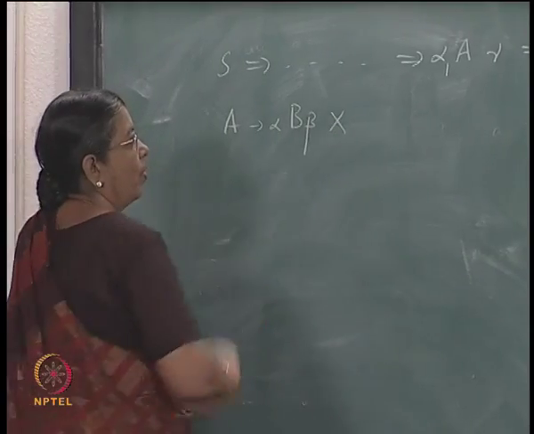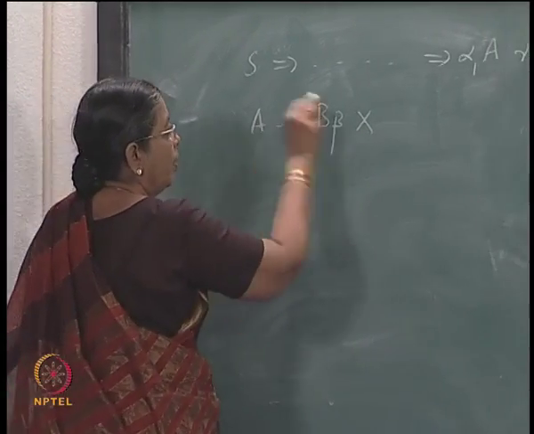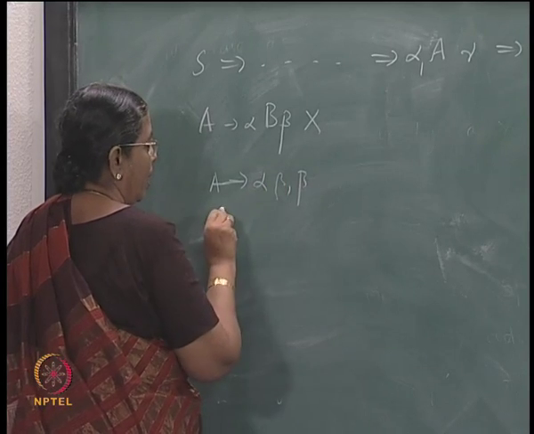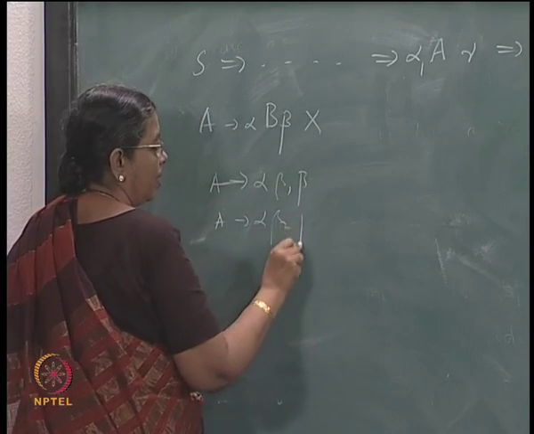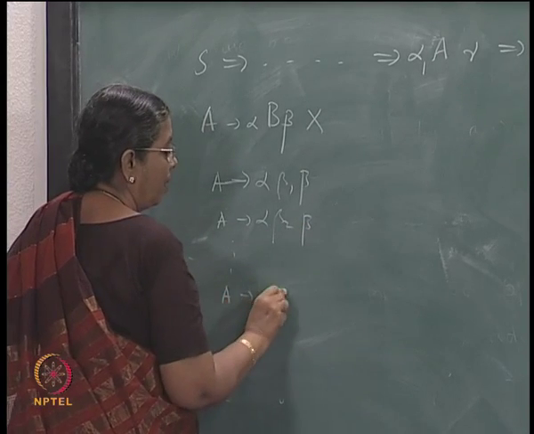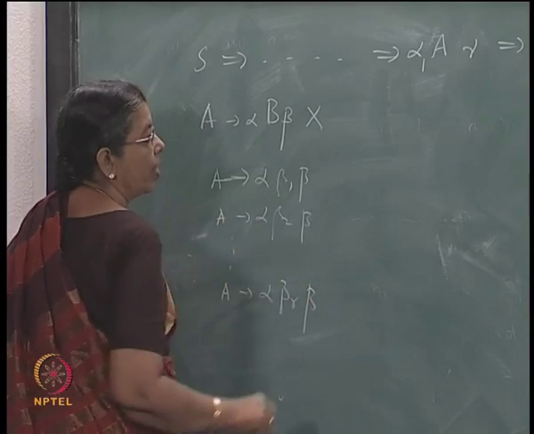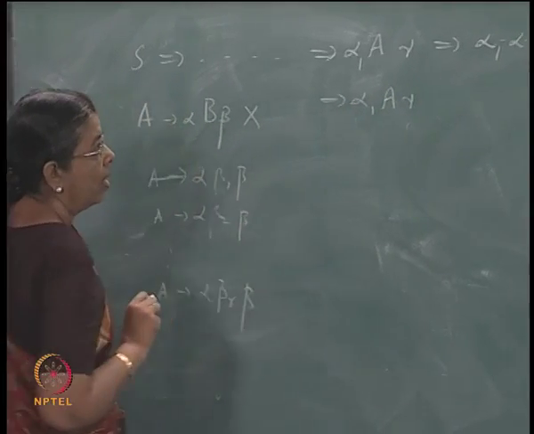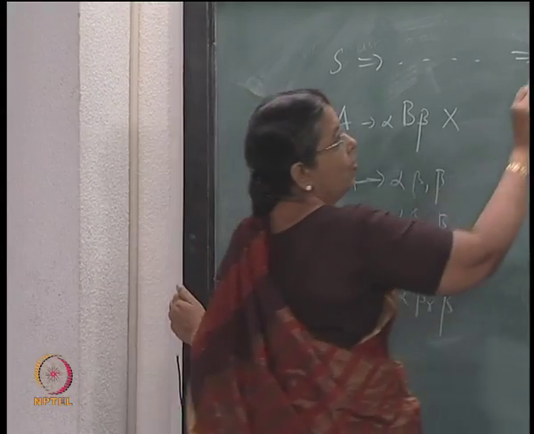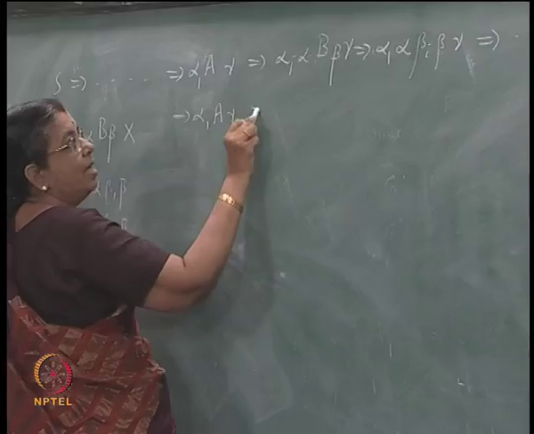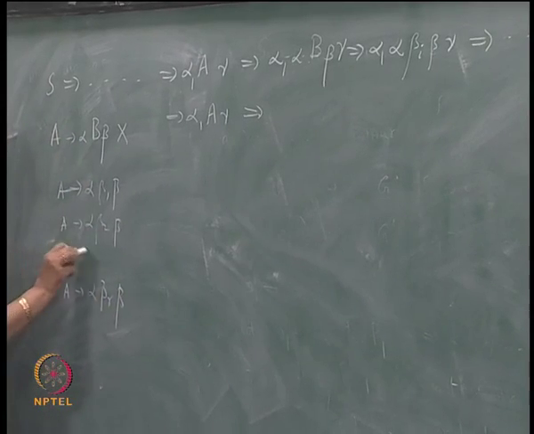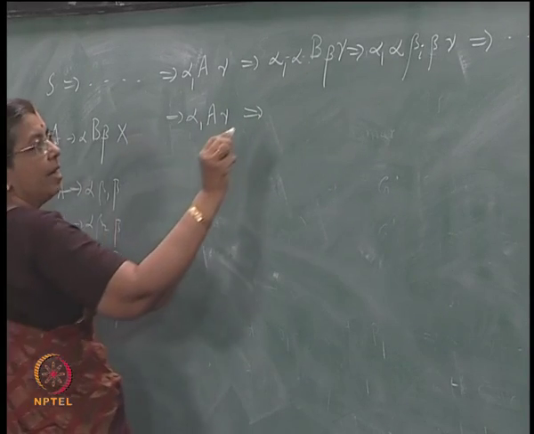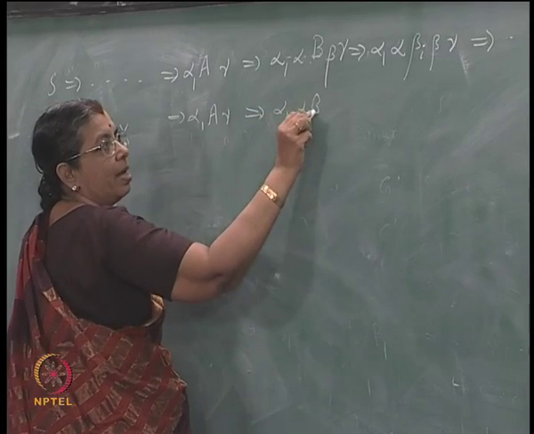Now this rule you want to remove. When you remove this, you are adding rules of the form A goes to alpha beta 1 beta, A goes to alpha beta 2 beta and so on, A goes to alpha beta r beta. So at this stage, instead of using the rule A goes to alpha B beta and then replacing B by beta i, straight away you can use the rule A goes to alpha beta i beta.